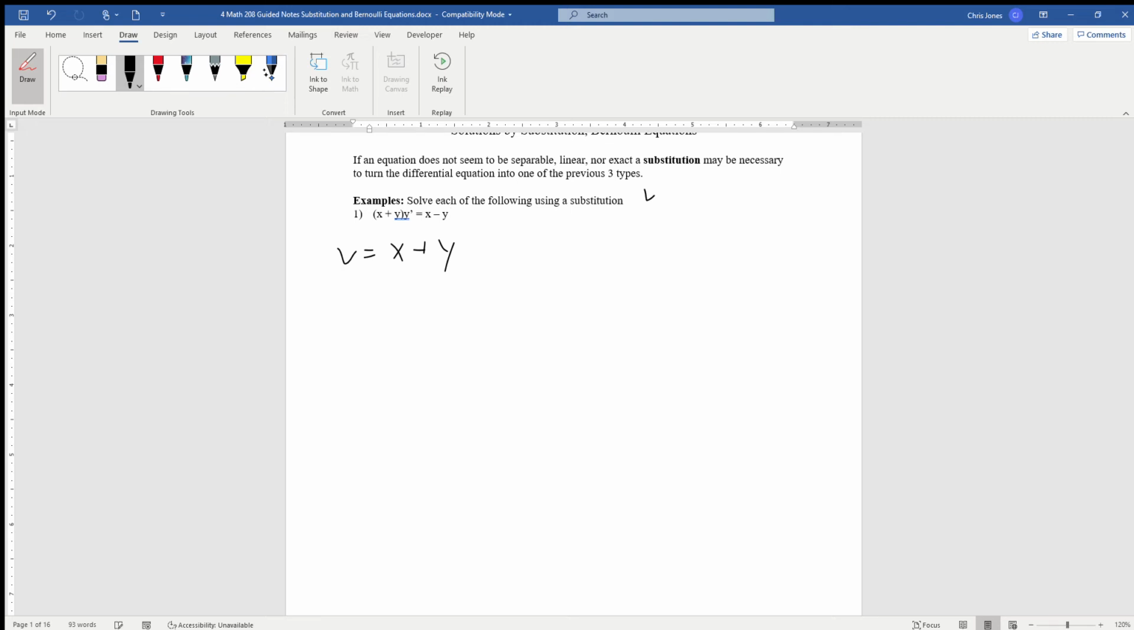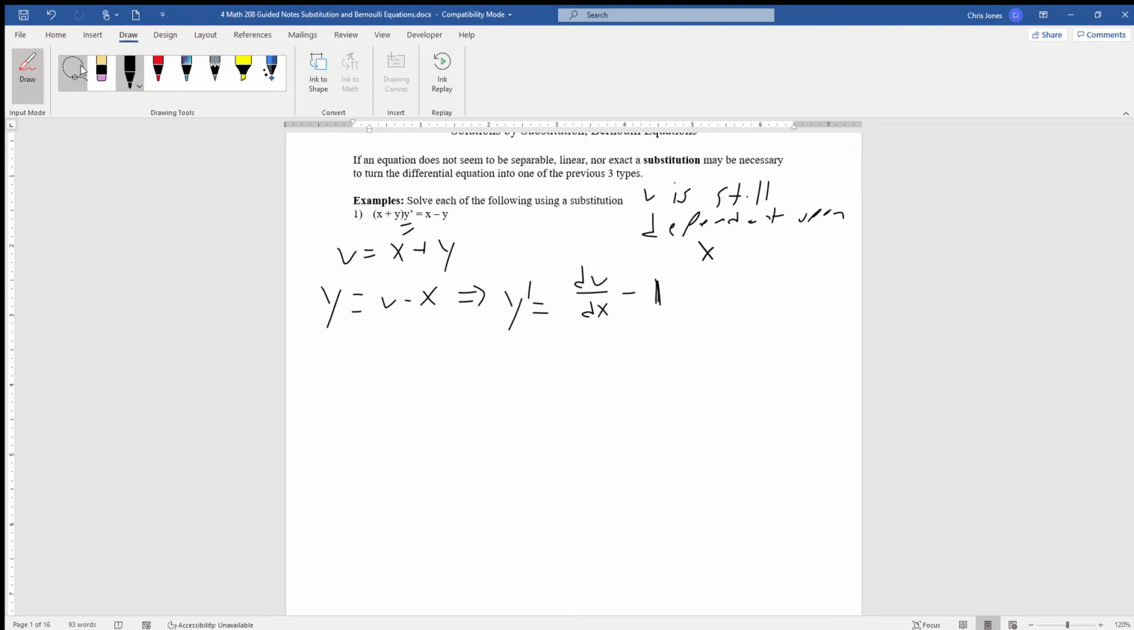So I'm going to write that up here: v is still dependent upon x. We're going to solve this for y. So we know that y is equal to v minus x. And if we take the derivative of both sides, to be able to substitute not just for y but also for y prime, y prime is going to be equal to dv/dx. We don't know what v is, but v is some function of x, so we just call that dv/dx. We could even call it v prime if you want. And the derivative of x with respect to x is 1. So y prime is dv/dx minus 1.